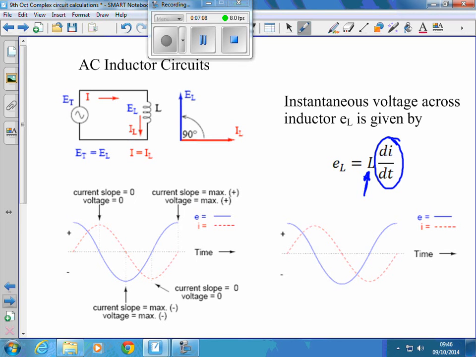The current slope is 0 at this peak here, so we get no voltage. The current is changing, di by dt is at its highest when we cross the 0 line, therefore we get the biggest voltage at that point, and it's negative. That's where there should actually be a minus sign in front of that, I believe.